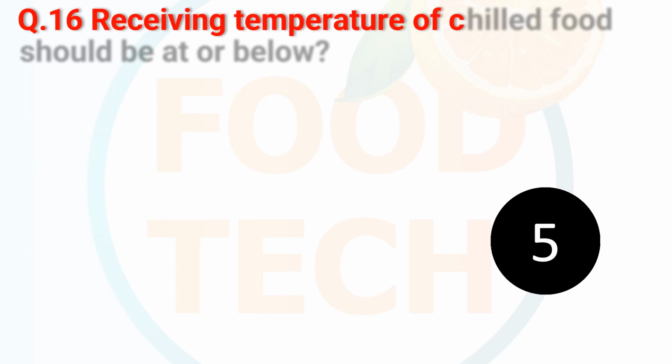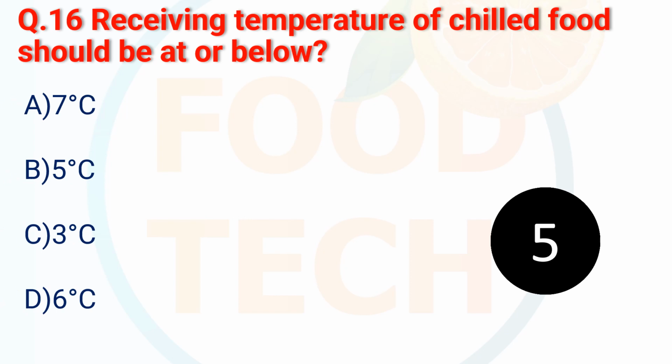Question 16. Receiving temperature of chilled food should be at or below A. 7 degrees Celsius, B. 5 degrees Celsius, C. 3 degrees Celsius, D. 6 degrees Celsius. The answer is B. 5 degrees Celsius.